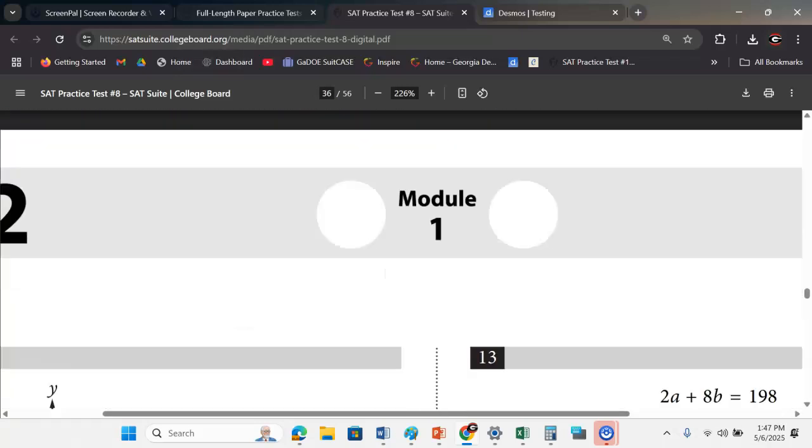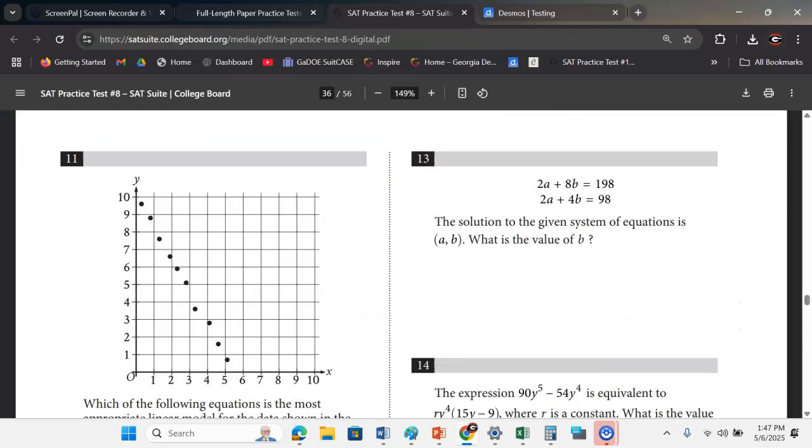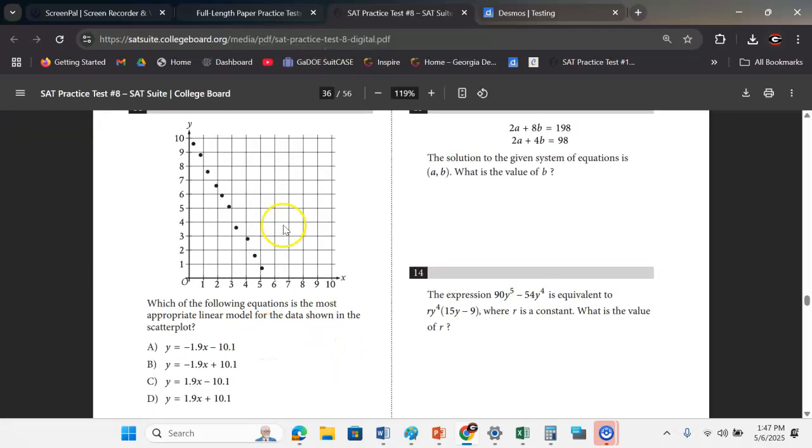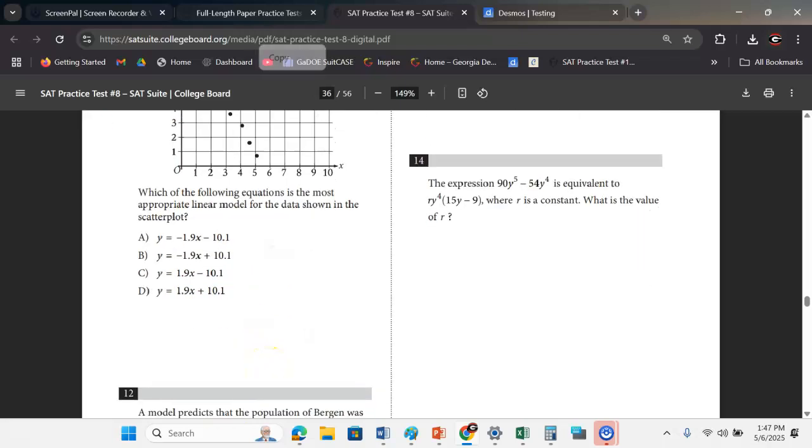Number 11. They're going to get harder as we go. Oh, number 11 is a good one here. All they're testing you on here is, do you understand this is a negative slope? This is a negative slope based on the looks. And you cross through here at approximately 10. So your y-intercept should be 10. So look down here. Y-intercept should be 10.